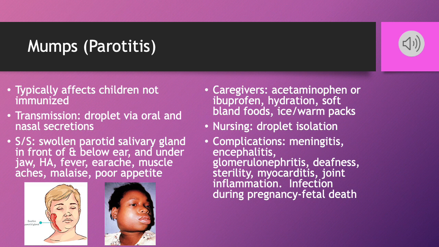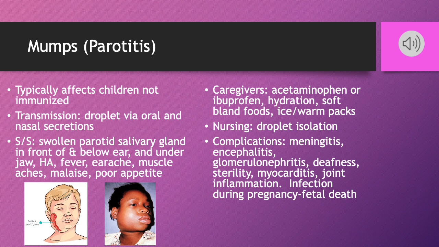So you'll see in this picture in the bottom left-hand side, it shows that salivary gland and what it looks like on a real client. In addition to the swollen gland, it's typical to have a headache, fever, earache, muscle aches, malaise, and often a poor appetite. It's really good for the caregivers to know that they can administer acetaminophen and ibuprofen. They should promote hydration. They can, again, provide those soft, bland foods in the diet. You can either have ice packs to the site or warm compresses as well to help promote comfort.